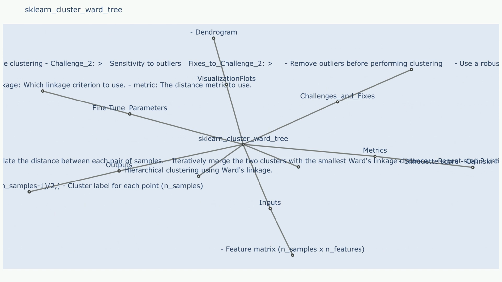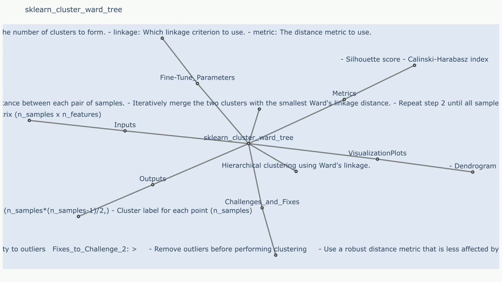Fixes. Outlier detection. Identify and remove outliers from the data using methods like Z-score or quantile-based outlier detection before applying the Ward algorithm. Robust distance measures. Use robust distance measures, such as Manhattan distance, which are less sensitive to outliers than Euclidean distance.